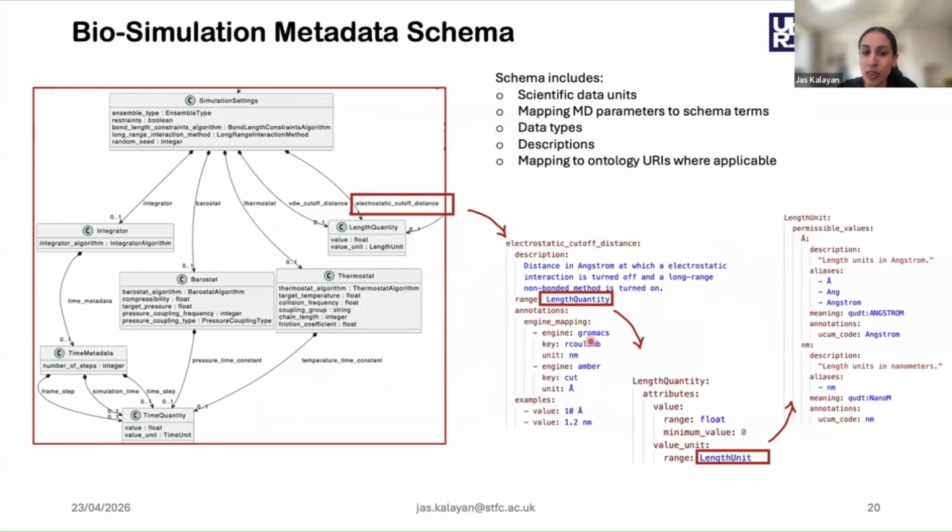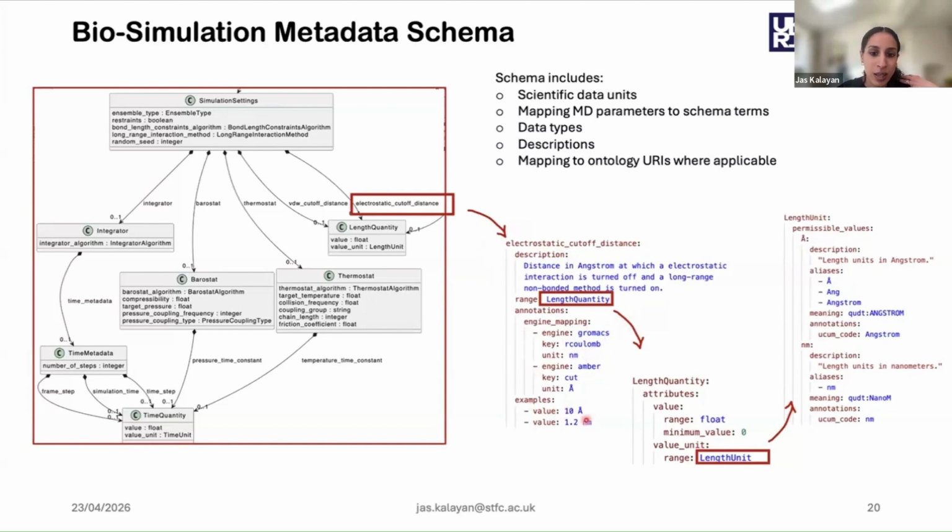And then importantly, within the schema, we have also included mappings to various MD engines. So we want to describe something consistently, and then we want to know how it was described in an MD engine. So in GROMACS, this particular cutoff is described using this key with this unit, and how it's described in AMBER is given here as well.